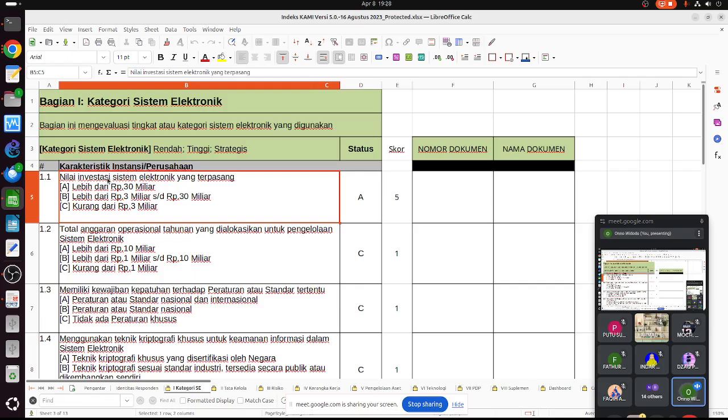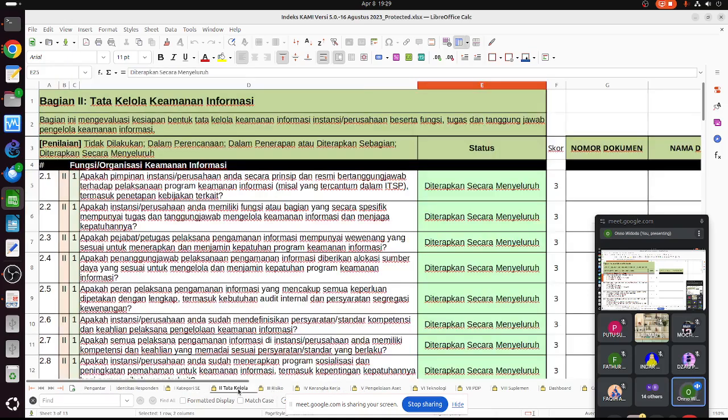When you see every question, we need to submit the document basically. So basically, in this kind of auditing, they audit the document, whether we have the document or not. For example, this is the investment. How much? But we need to fill in the document. We need to upload the document. The most important thing is this one in information security management. Okay, see the first question.